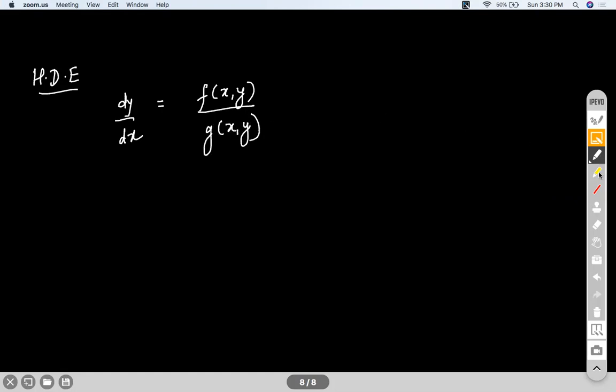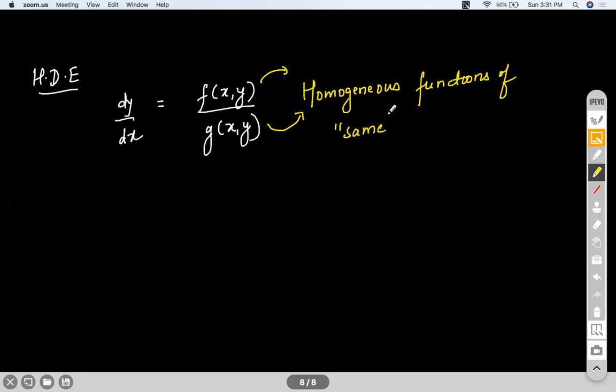Now, what is a homogeneous differential equation? Any differential equation of the nature dy by dx is equal to f(x, y) by g(x, y), where f and g both are homogeneous functions of the same degree. These two should both be homogeneous functions of the same degree. This is very important, of the same degree.